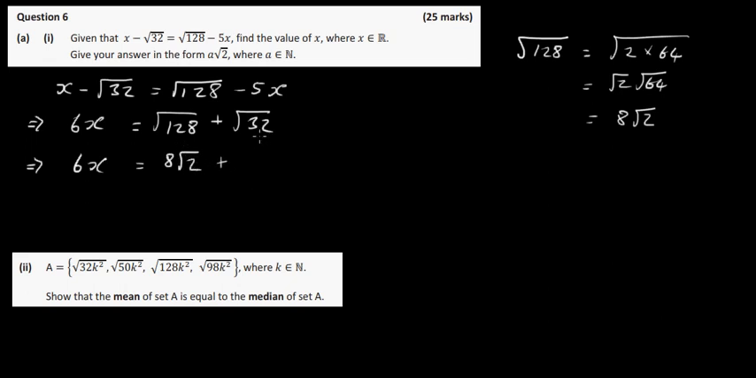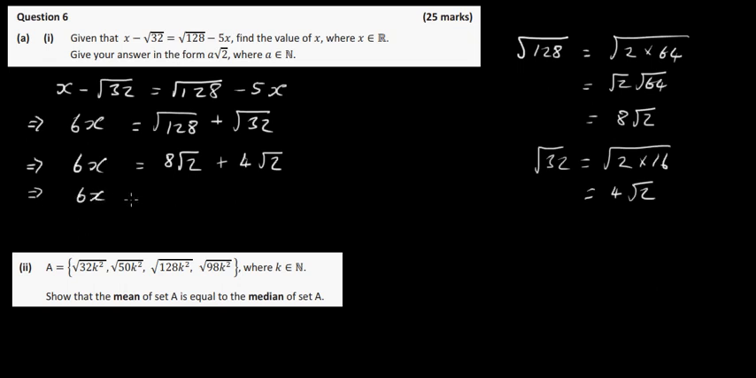Similarly here we've got a root 32, so you can see that root 32 is just going to be 2 times 16, which will give us square root 2 times square root 16. Square root 16 is 4, so we get 4 root 2. So this is just 4 times square root 2. So in other words, our 6x here is just 8 root 2 plus 4 root 2, which is 12 root 2. So that will give us our x here.